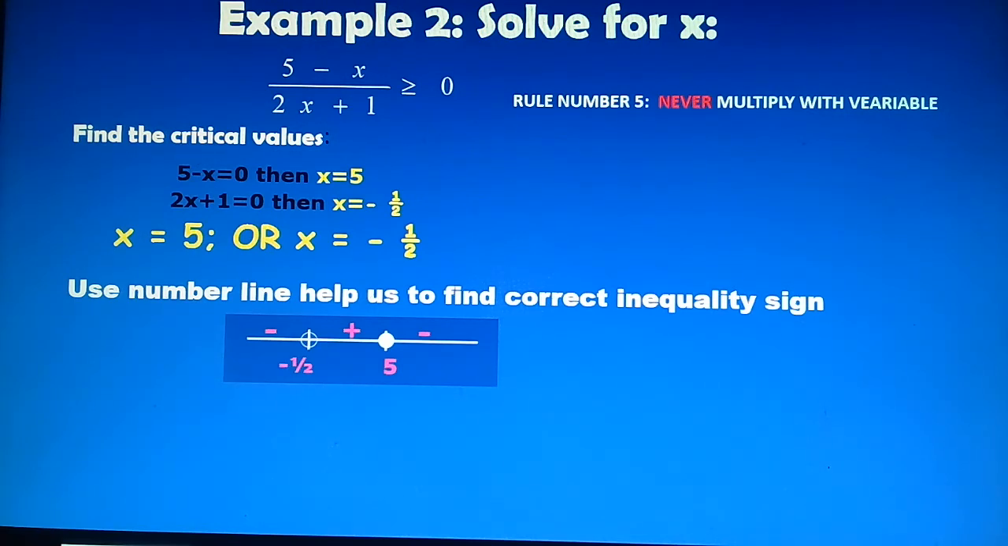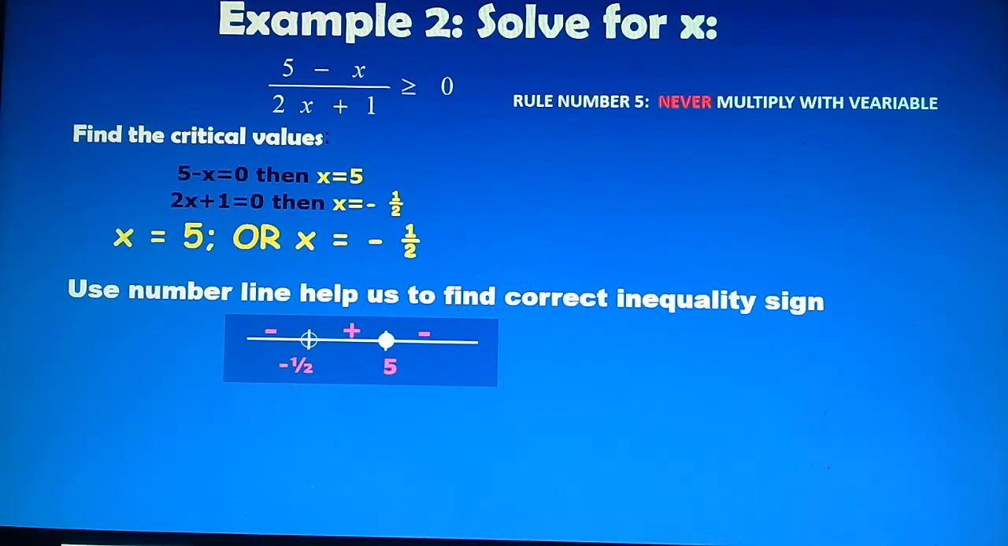From minus half to the left-hand side, I have to put any number that is less than minus half. I can put any number, minus 3, minus 2, and we substitute in our equation. Let's say I choose minus 3. It means I have 5 minus, instead of x, minus 3, and on the denominator I have 2 times minus 3, plus 1. Then we find the answer, and you get a negative answer. That's why you put negative on that side.